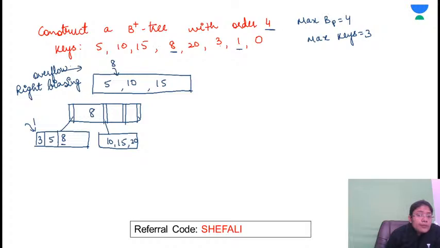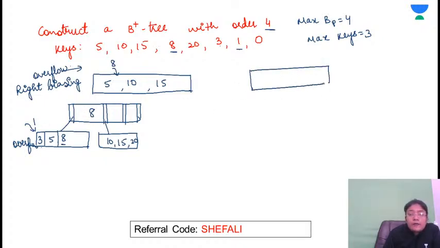Now what will happen? Node splitting will take place. So, overflow. Now node splitting will take place. So where will 3 go? To the internal level. So 3 is moving from the leaf level to the internal level. So here we have 3. We have 8 here. On the left of 3, we have 1.